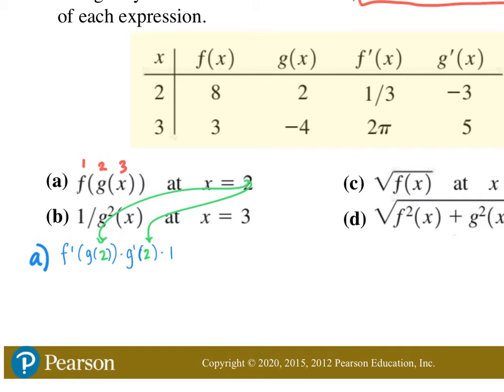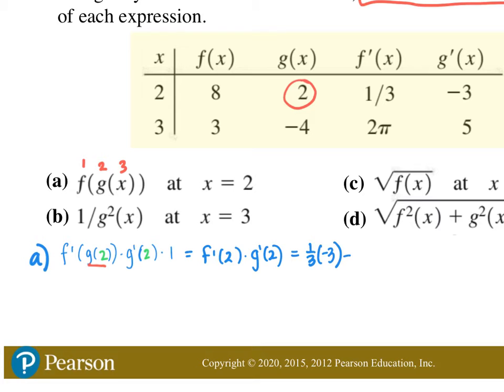Okay, now I'm going to read the table. I want to start with what the value of g of 2 is. Let me erase these arrows, clean it up a little bit. All right, g of 2 on the table is right here. And so this becomes f prime of 2, and then g prime of 2. F prime of 2 is 1/3. G prime of 2 is -3. And so I get -1.